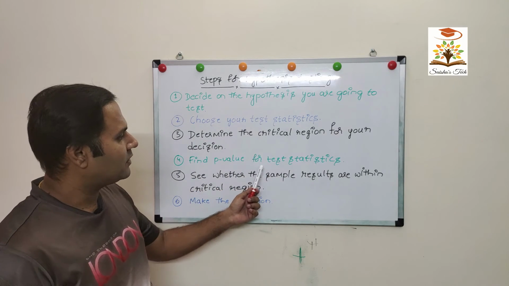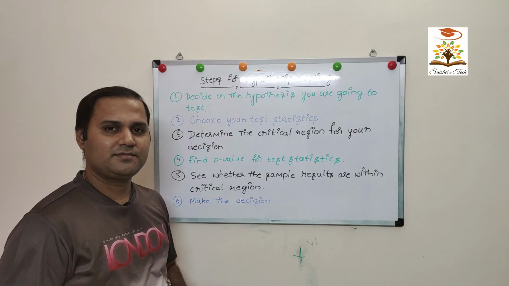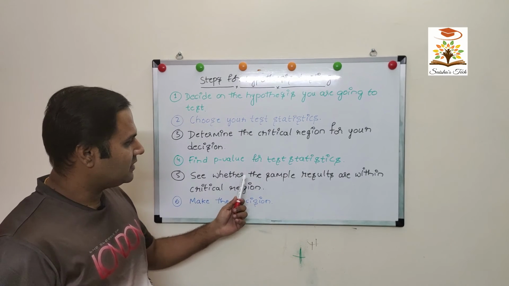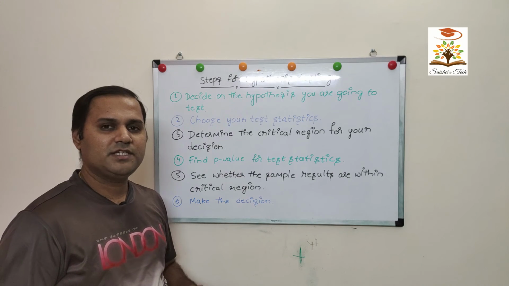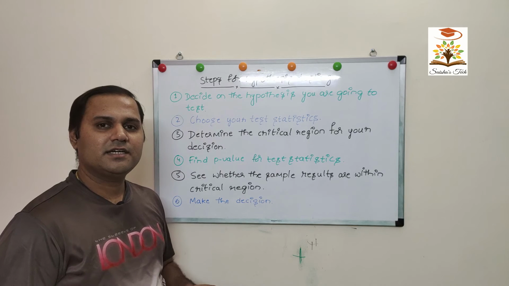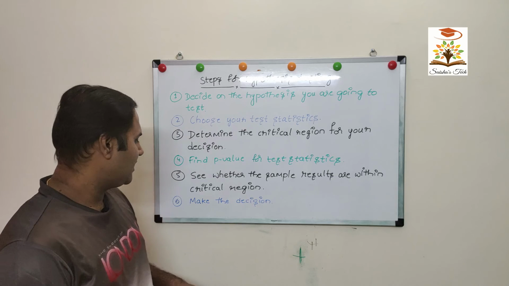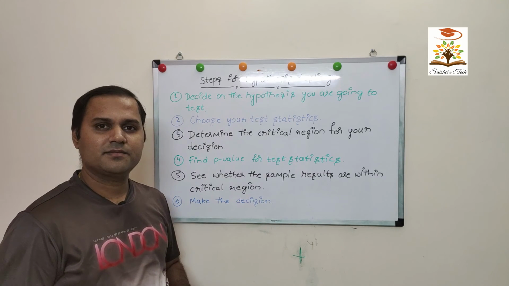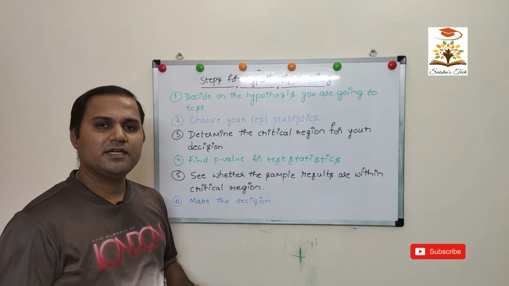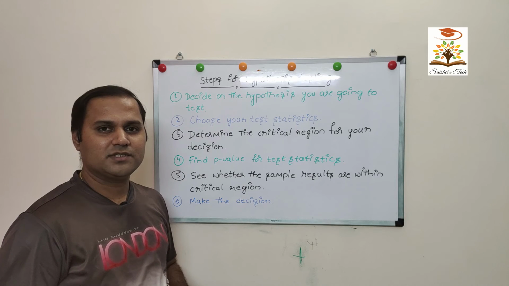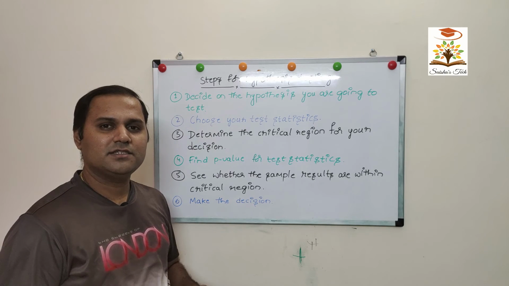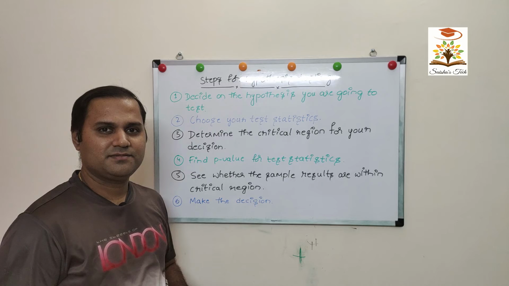Find the p-value for the test statistics. See whether the sample results are within the critical region, which means whether the results which we have received lie in the certainty of our acceptable criteria. Make the decision. The decision here would be accepting the null hypothesis or rejecting the null hypothesis depending on the evidence which we have received.